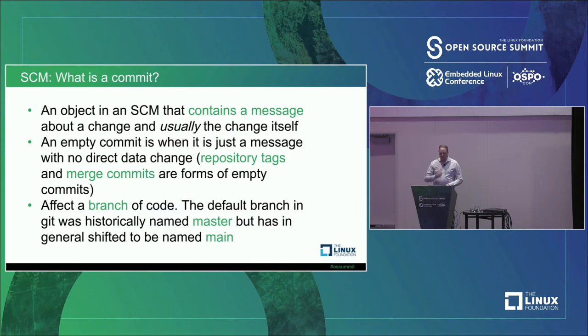So what is a commit? A commit itself is an object in the SCM that contains a message and code, or a change against your code base. Empty commits are those that are basically just messages: merge commits, tags. Those are all forms of an empty commit. But if you have a change, there's going to be data in there. And of course, changes affect a branch of code. The default branch in Git now is main. It was historically master. So for those that haven't interacted a lot with projects out on GitHub, you may be seeing them. A lot of them are transitioning to main. Many of them may still have master. We have a mix across all of our projects right now.